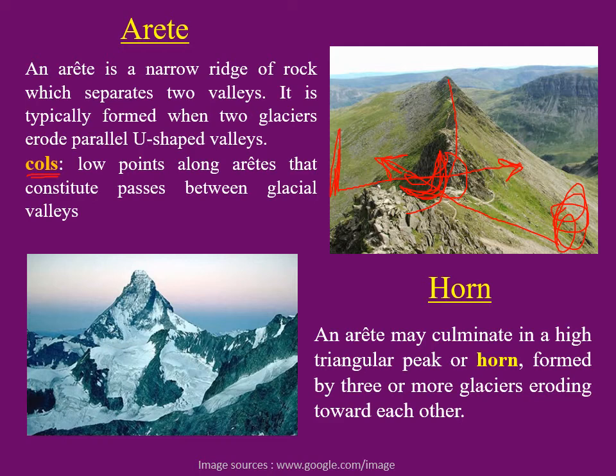When successive aretes meet each other and culminate in a high triangular peak, they form a highly elevated triangular peak from which it appears that all the aretes radiate in different directions. These peaks are known as horns.